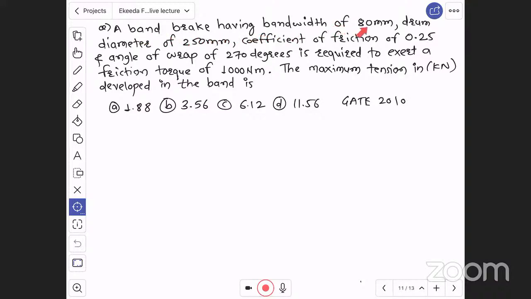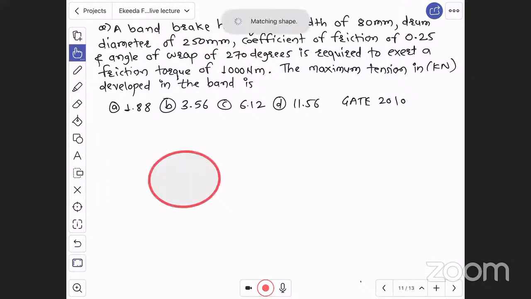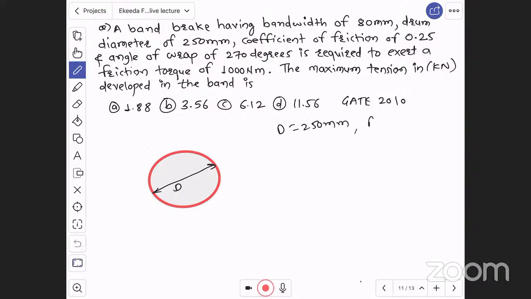The band brake has a bandwidth of 80 mm and drum diameter 250 mm. This diameter is given as 250 mm for the drum, which means the radius will be equal to 125 mm. Now, the coefficient of friction mu is given as 0.25, and the angle of wrap is 270 degrees. Means theta is equal to 270 degrees.